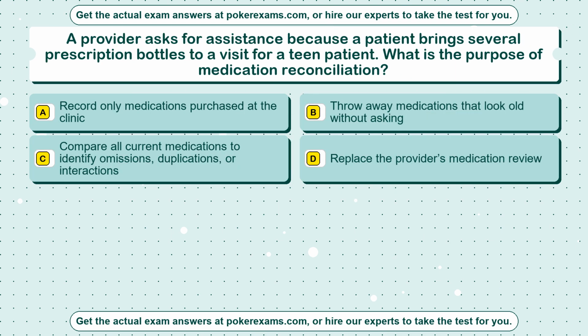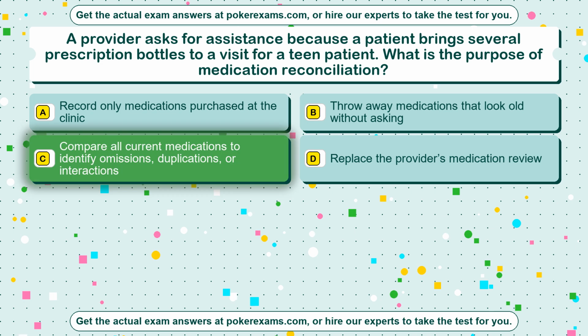Question 39. A provider asks for assistance because a patient brings several prescription bottles to a visit for a teen patient. What is the purpose of medication reconciliation? Option A, record only medications purchased at the clinic. Option B, throw away medications that look old without asking. Option C, compare all current medications to identify omissions, duplications, or interactions. Option D, replace the provider's medication review.